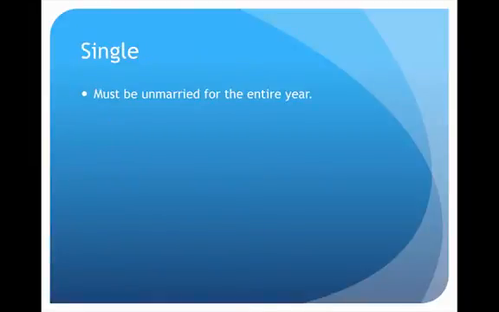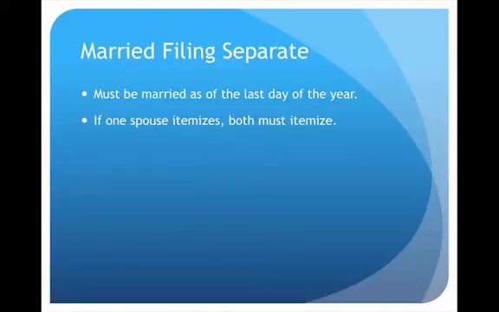Now, the first status is single, and in order to qualify for this particular status, it's a very, very simple rule, and that is that the person must be unmarried for the entire year. So if the person was married at any point during the year, they do not qualify for this status. And as long as they were single and unmarried for the entire year, this is going to be their status. And of course, the single filing status has one of the lowest, in fact it has the lowest standard deduction.